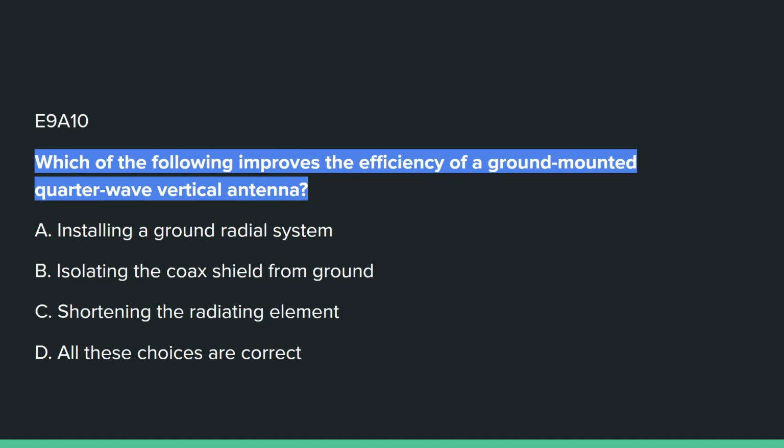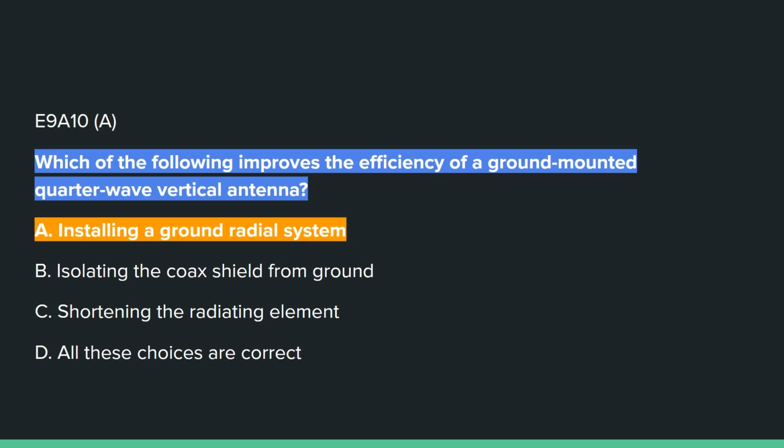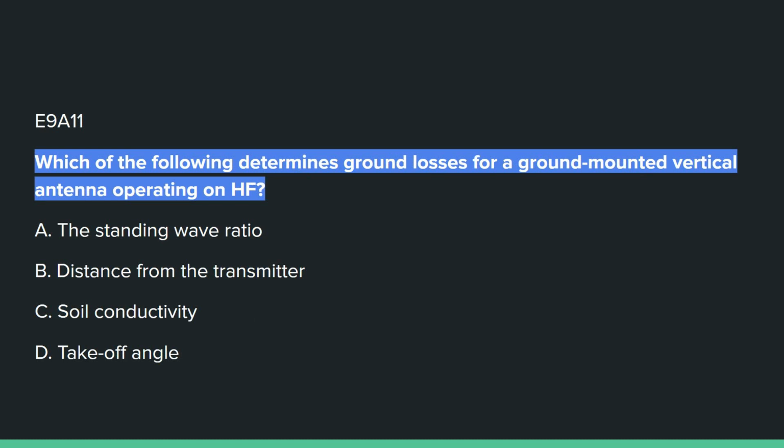E9A10, which of the following improves the efficiency of a ground-mounted quarter-wave vertical antenna? A, installing a ground radial system. E9A11, which of the following determines ground losses for a ground-mounted vertical antenna operating on HF? C, soil connectivity.